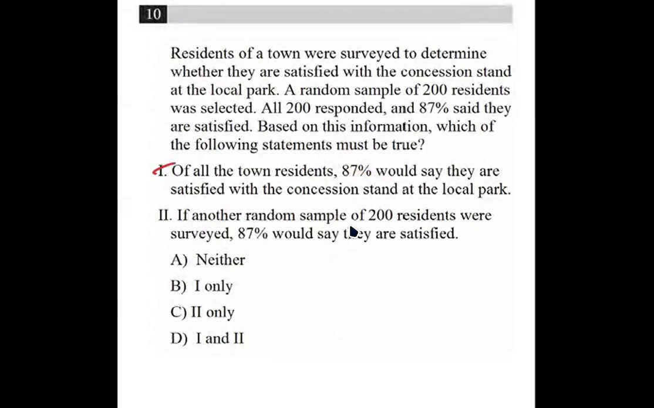And then, if another sample of 200 residents were surveyed, 87% would say they're satisfied. This is also not true because there is sampling variance, which is when different samples provide different percentage values. Like say instead of 87%, you might have something slightly higher or slightly lower, and that sampling variance gives us our margin of error. So the correct answer is A, neither of these.